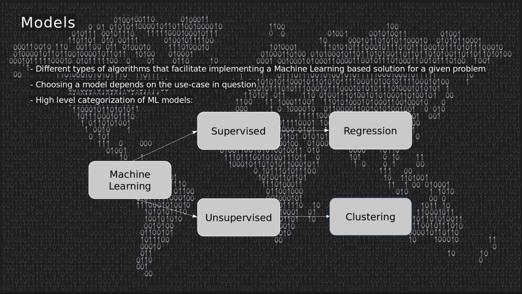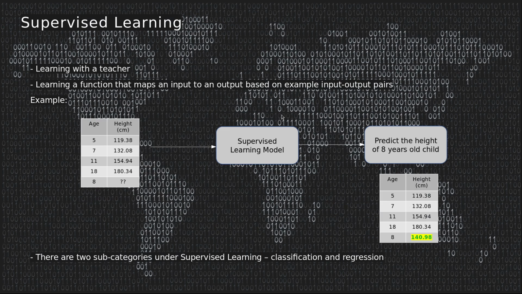At a high level, machine learning models can be categorized into supervised and unsupervised, and we are going to talk about the two most common models, one each for supervised and unsupervised. That would be regression for supervised and clustering for unsupervised. So let's get into it.